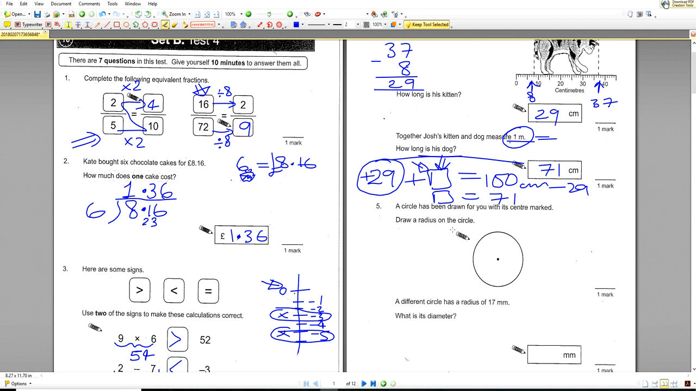Question number 5. A circle has been drawn for you with its center marked. Draw a radius on the circle. So, first of all, if you look at a circle here and you want to draw the radius, it's always the length from the middle to the outside. I've drawn my line there. My tool gives me a little arrow. You don't need an arrow on yours. Just make sure it's got a straight line. But that's the radius. If I wanted to show the diameter, I would show all the way across. That's the diameter. Let's take that off because that's not the question.